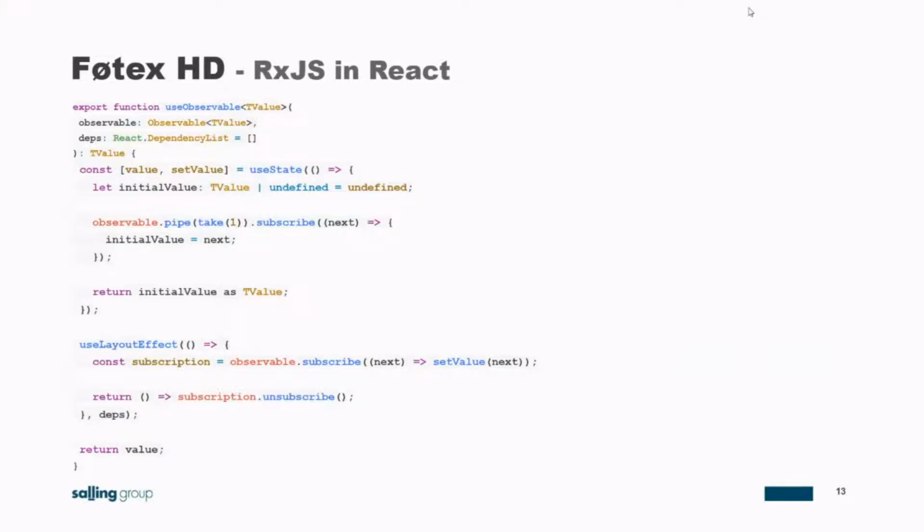We're working with RxJS by subscribing to the observable, and then we're turning it into what's called local state in React by calling set state, set value, whenever there is a new value emitted from the observable, which is just one example of how we're turning RxJS into framework-specific, easy-to-consume code.